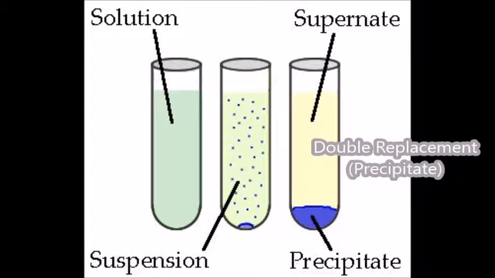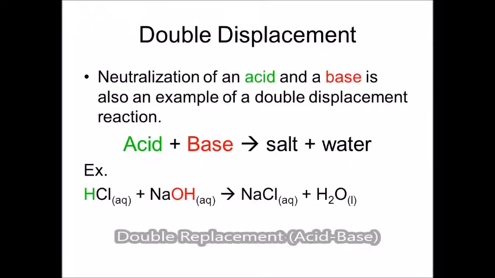Double replacement precipitate is when both reactants are aqueous and one of the products is a solid. Another form of double replacement is when an acid and a base are present in the reactants. You can identify this by an element starting with an H and another element ending in OH, which is going to give you a product of a salt and water.